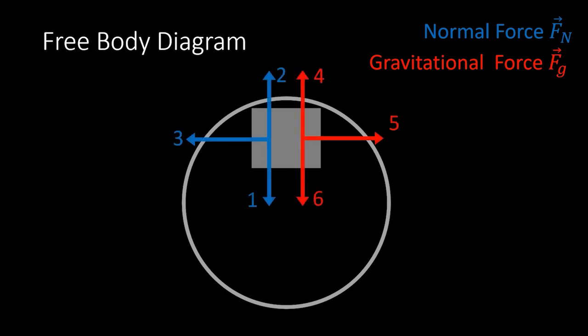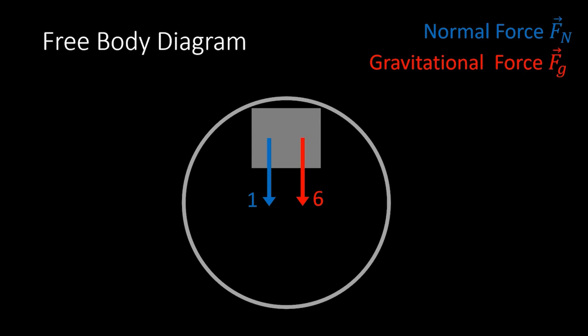So take a second to think about which arrow out of arrows 1, 2, and 3 represents the normal force, and which arrow out of arrows 4, 5, and 6 represents the gravitational force. Feel free to pause the video if you need to think about the answer. Now that you've had a second to think, the normal force will be arrow 1 and the gravitational force is going to be arrow 6.